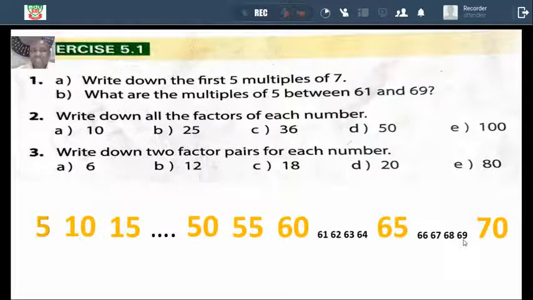But the question here, number B, says, what are the multiples of 5 between 61 and 69? Which means between here and here. Now, what are the golden numbers we find? We only find 65 here, and it's only one number, and it's 65. So you don't have to look at this and immediately start taking 61 as your starting point and add 5 and say 66, and so on and so on. You're going to get it wrong. Now, this one is answered perfectly.